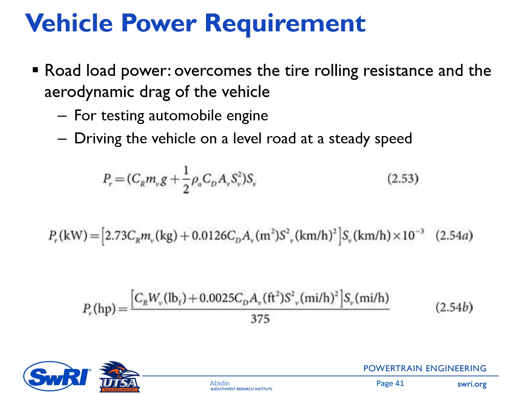There is another parameter which is called the load power. This power is used to overcome the tire rolling resistance and the aerodynamic drag of the vehicle. It means we test this car on a level road and at steady speed, so no acceleration. And this is used for testing automobile engines. So we have equation 2.53 here, which contains only the rolling resistance as well as the aerodynamic resistance.